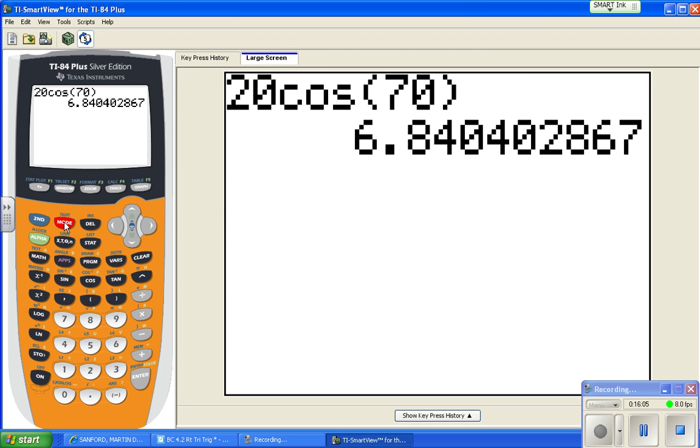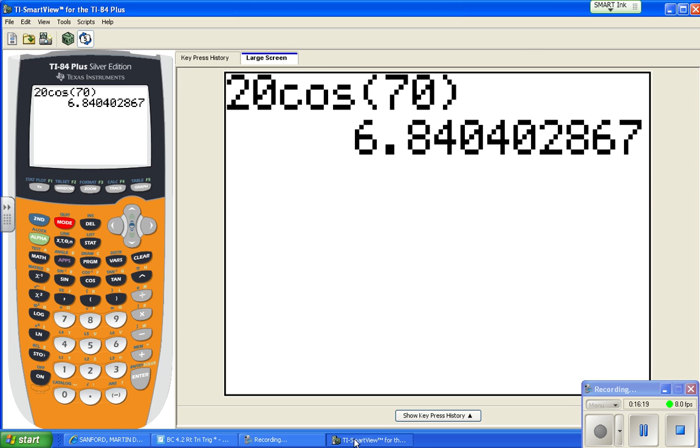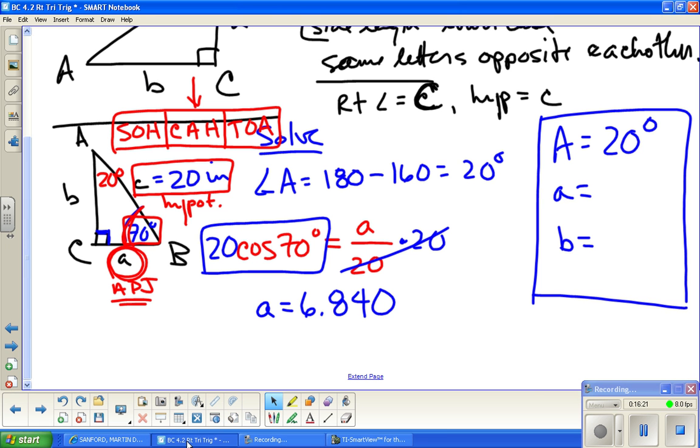6.8404, 6.840 we'll call that. So A is 6.840. I'm going to double check because I've been having some issues lately. Cool. All right, so A is 6.840 if I do my 3 decimal places. And that first one was in inches, so I'll say inches there. All right, I got one more to go.